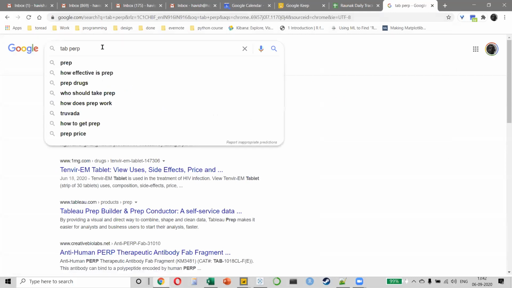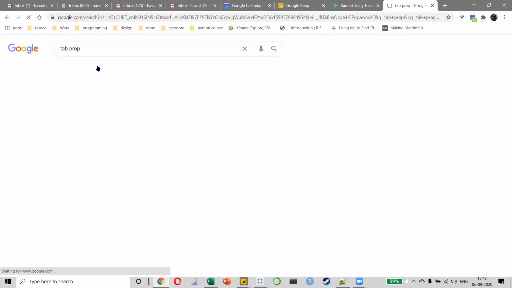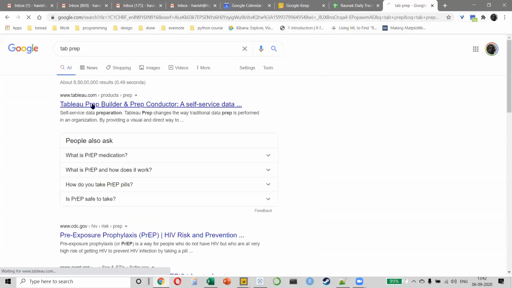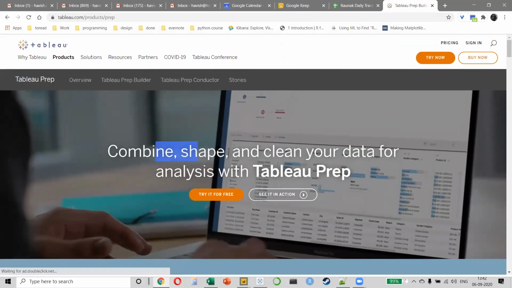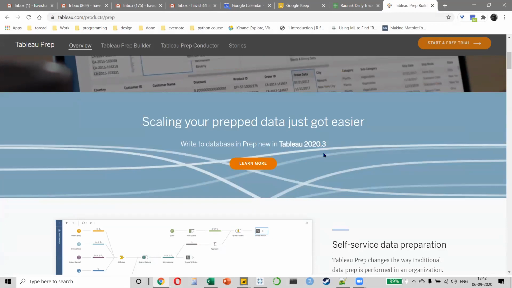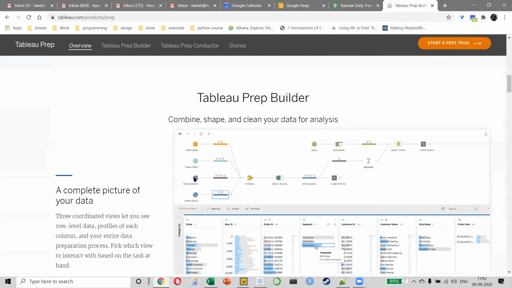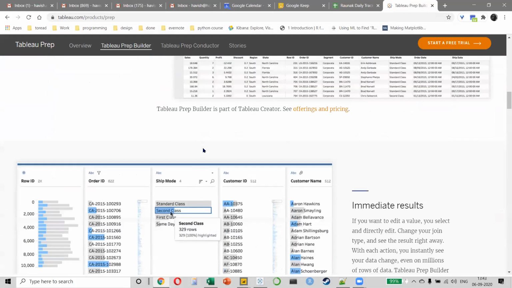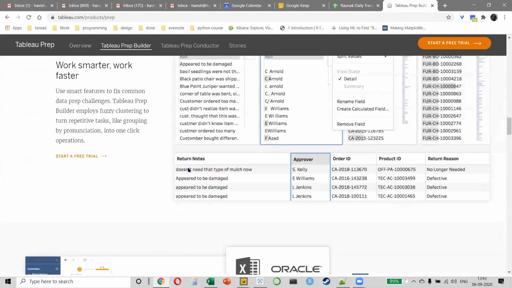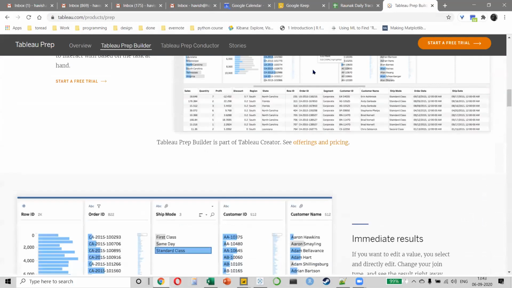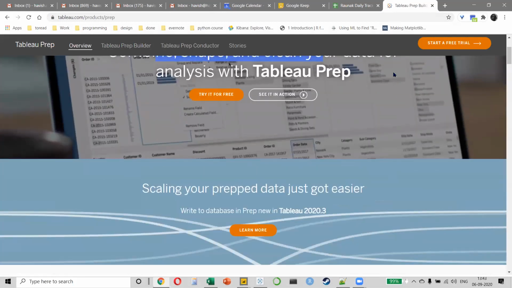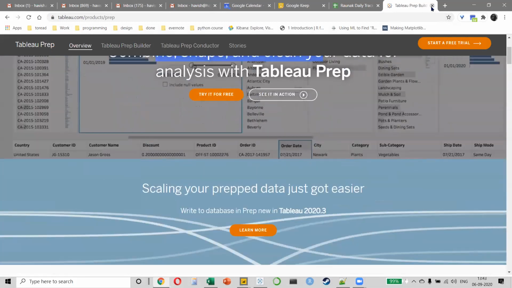Tableau Prep is essentially a competitor to Power Query. They allow you to combine, shape, and clean your data, exactly what Power Query is meant for. And this will have much more robust tools to do this type of analytics that I'm showing to you. Okay? It's a very new tool. It just came, I think, 8-9 months back.